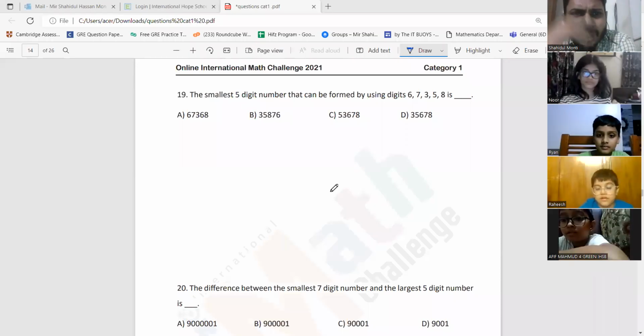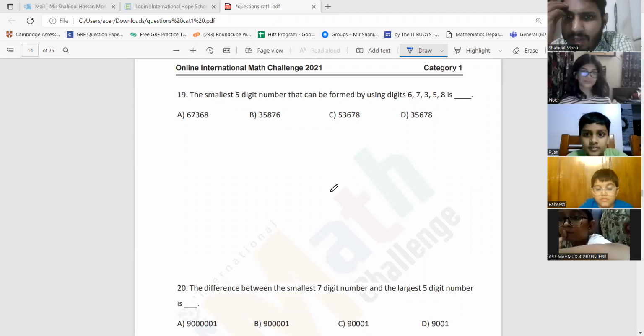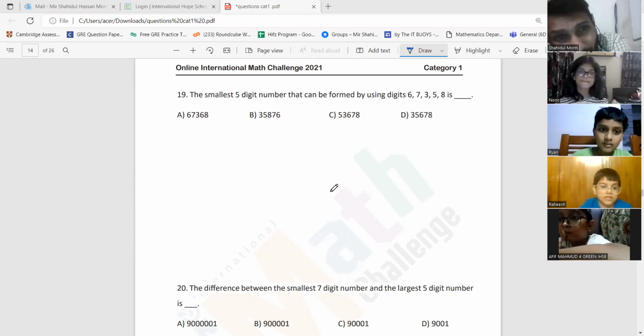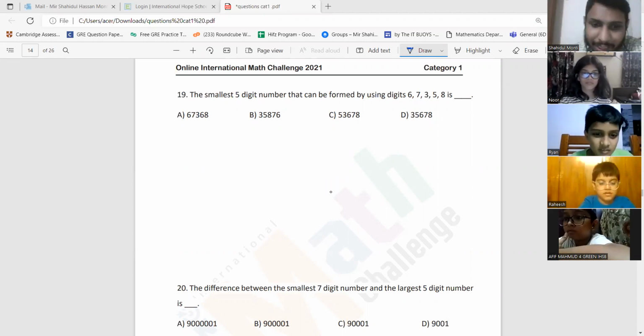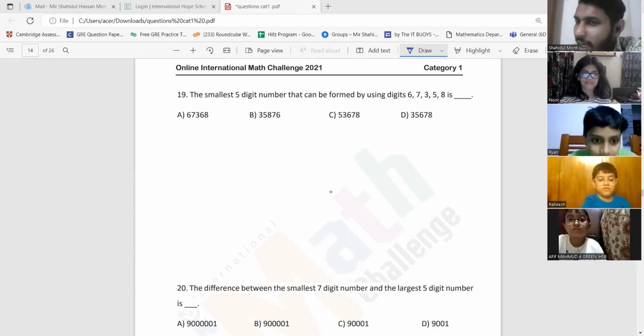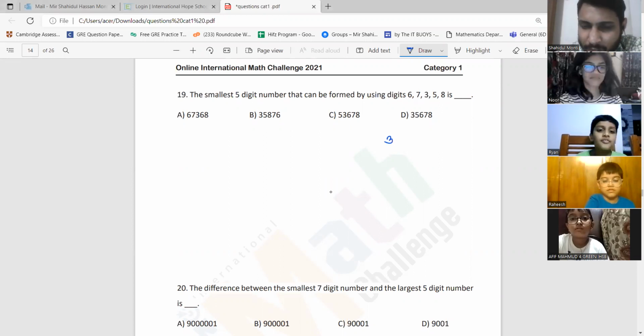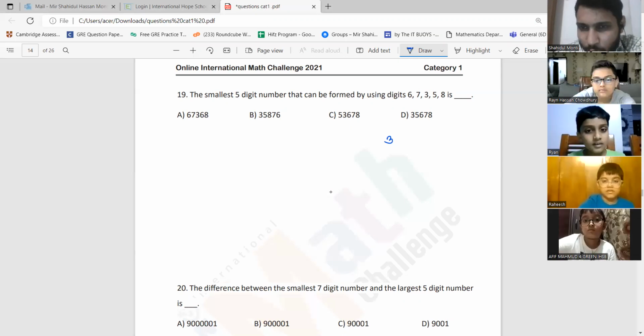The smallest five-digit number that can be formed by using 3, 5, 6, 7, 8 is... So we want to make the smallest five-digit number. When we want to make the smallest five-digit number, we start with the smallest digit available. So the smallest digit is 3, and then we go slowly.